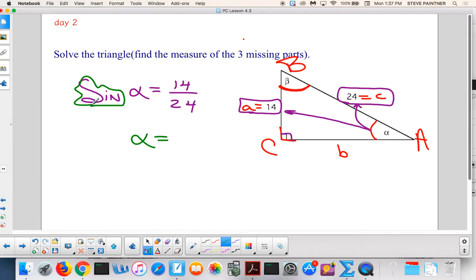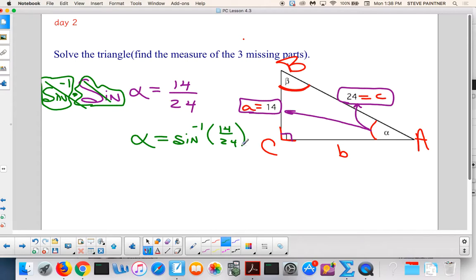The reciprocal of sine. What's the reciprocal of sine? Inverse sine. Yeah. If you take inverse sine times sine, they do cancel out. You get alpha. But then get over there and do what? Inverse sine of 14 what? 24. Okay. Oh, that's all I got to do?